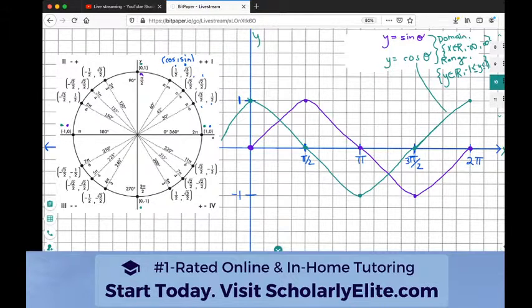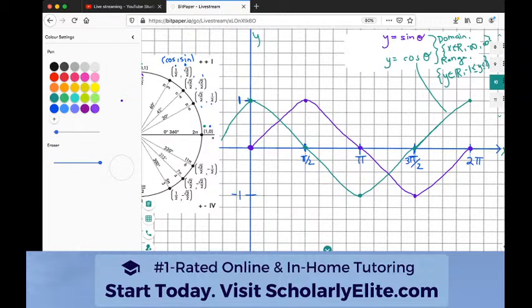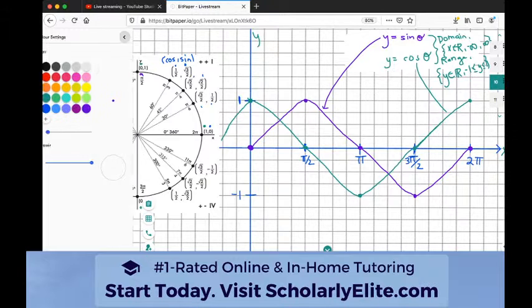But just before I go, I want to make sure that these are indicated properly. Okay. Great, guys. So let's take a look at the transformation of graphs.